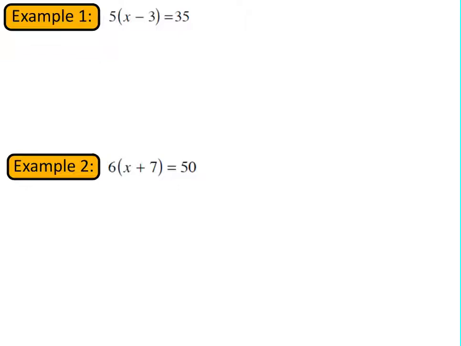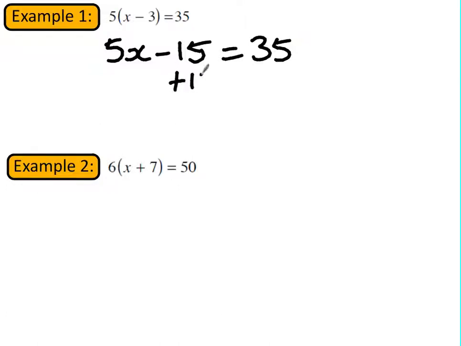First of all, we could multiply out the brackets. So we could rewrite this as 5x minus 15 equals 35. Then we would start moving things around and rearranging this equation until we're left with the x on its own. So if I've got a minus 15 involved in this question, I want to start by cancelling that out by adding 15 to both sides.